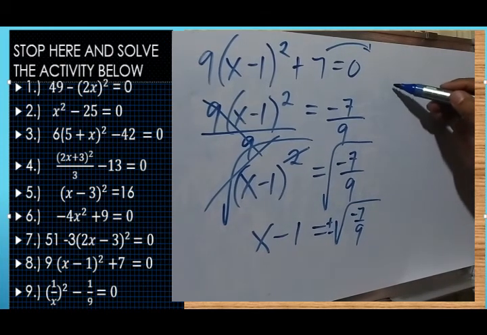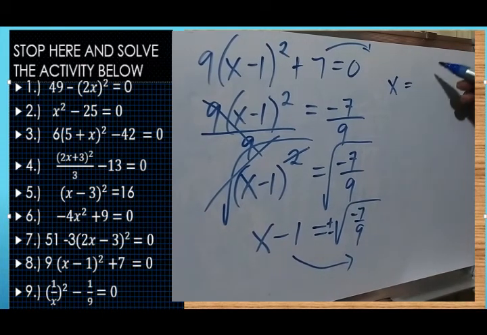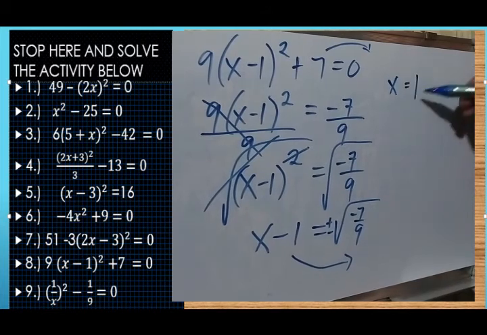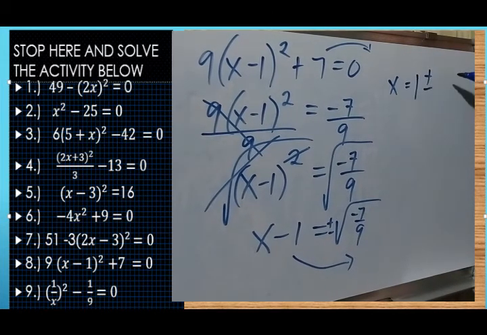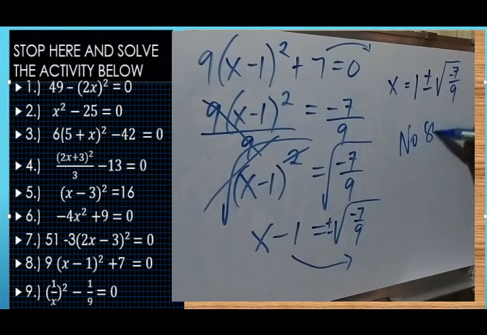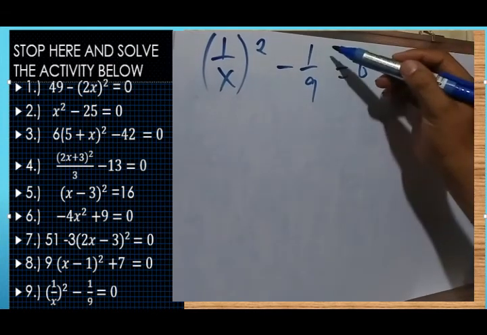So in this case, we have to transpose negative 1. You may write 1 first, or the square root of negative 7 over 9. So let's start with 1. So that is positive 1 plus minus square root of negative 7 over 9. So in this case, there is no solution, since there is no solution. We will explain later why there is no solution.